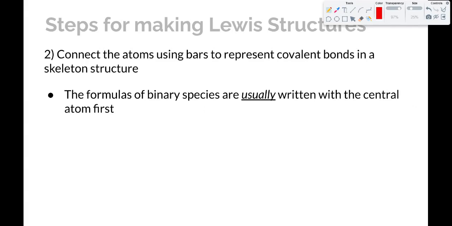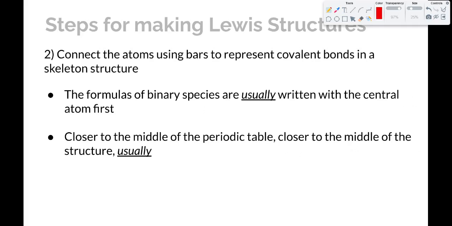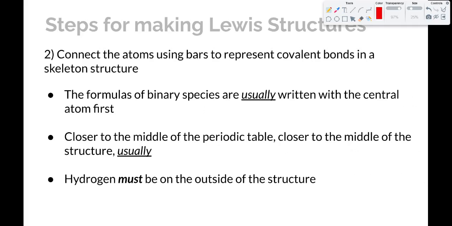One guideline is the formulas of binary species. So these are species that only have 2 elements in them. They're usually written with the atom that goes in the middle first. Here's another one. The closer an element is to the middle of the periodic table, the closer it is to the center of the structure. Usually. There are some exceptions, but that's a pretty good guideline that you can go by most of the time. Another guideline. Hydrogen can only make 1 bond because it can only share 1 pair of electrons. So that means hydrogen can't be bonded in 2 places. It has to be on the outside of the structure.